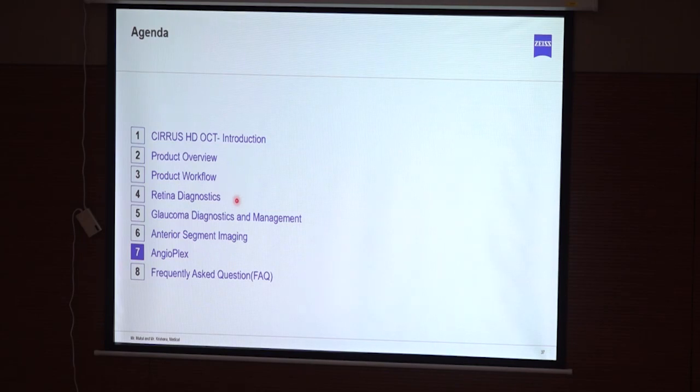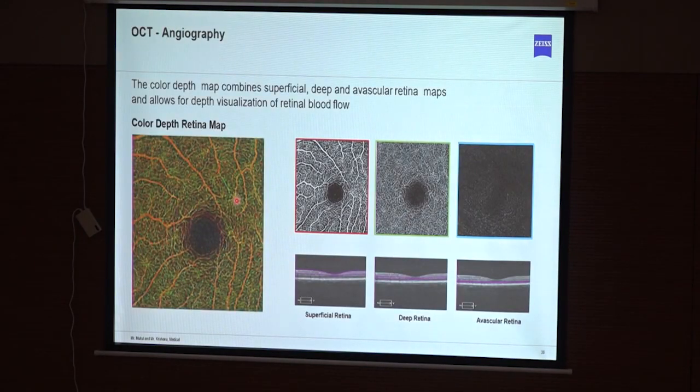Then the other thing is about the Angioplex. Angioplex is basically a non-invasive technology, and it will give you the vasculature of a particular eye. You can use it in a case of diabetic retinopathy, BRVO, CRVO. All of these diseases you can cover with the help of the OCT angiography.